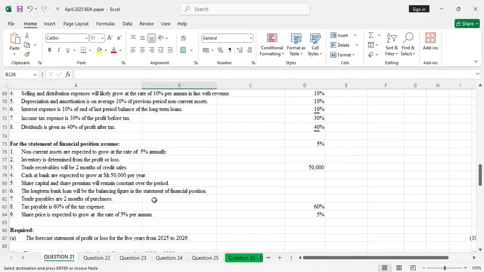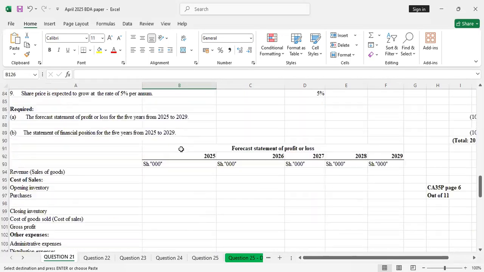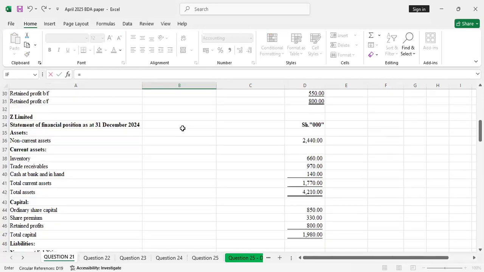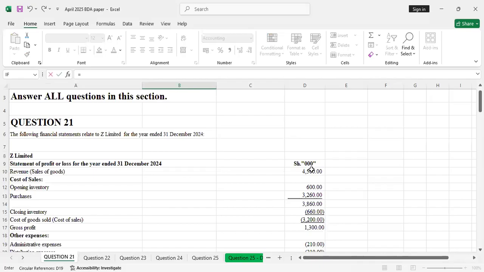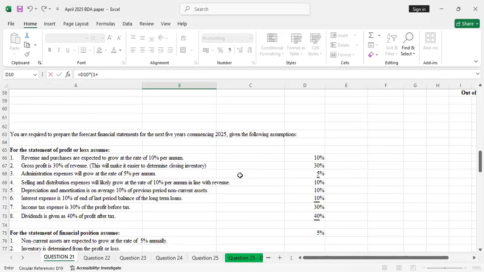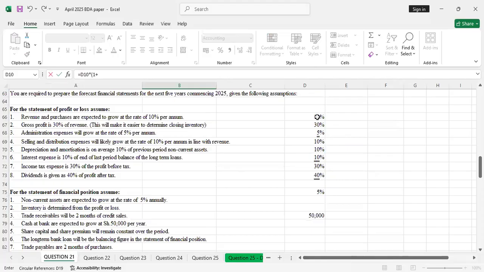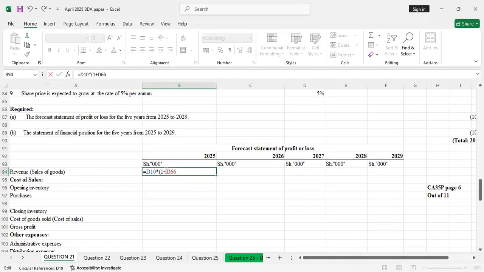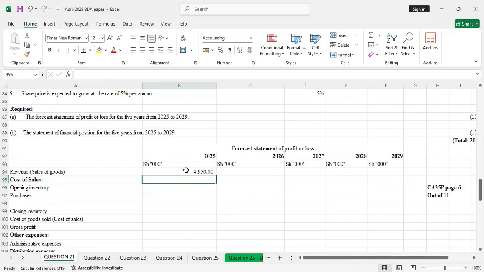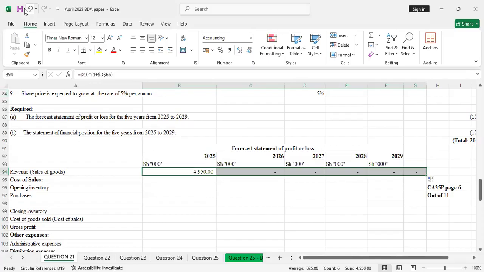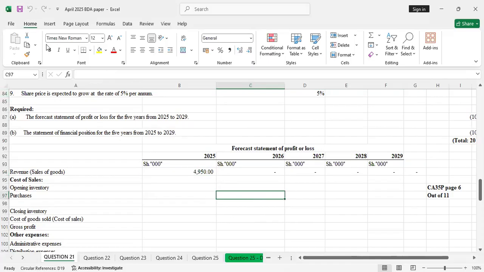So I'll start with the revenue. Revenue and purchases are expected to grow at the rate of 10%. So I'll come to revenue. I'll use the previous year, 2024. I'll pick that and multiply by bracket 1 plus the growth rate, which is 10%, and the growth rate is already here. So I'll lock it completely because the growth rate of 10% will be constant throughout the forecast period. That's why I had to lock it. I'll do that for the second. Because when you lock the first one, it will give you 0, 0, you see? So you undo that.